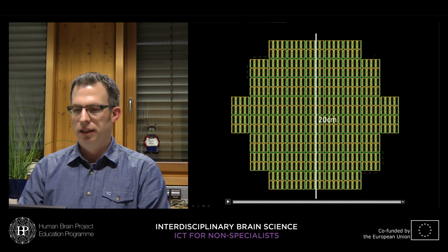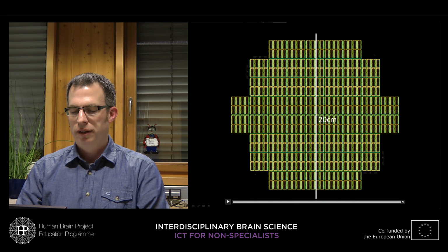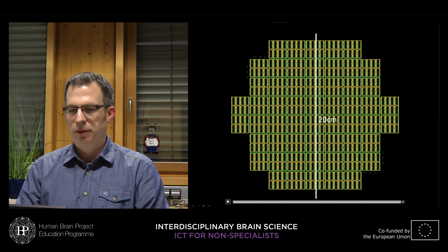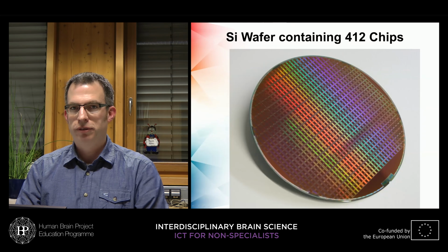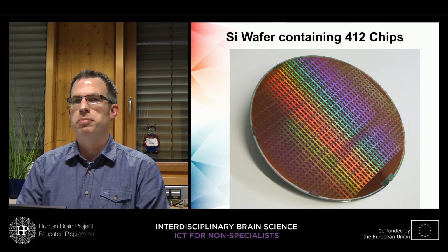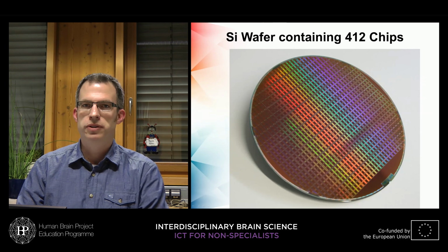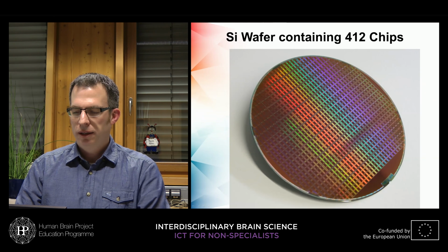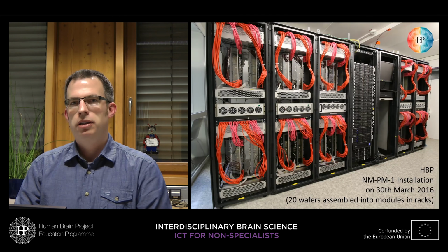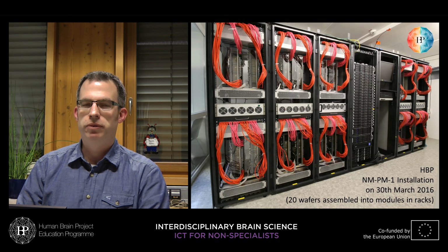So this is the size of a silicon wafer that we are using in the system. It's 20 centimeters, and that's how it looks in real life. Also here you can maybe recognize the structures that are identical to the ones on the single chip that I've shown you before. So that's a silicon wafer containing 412 of these microchips, containing the neurons and the synapses. And we are using 20 of these wafers in our neuromorphic computing platform that we are having in Heidelberg.